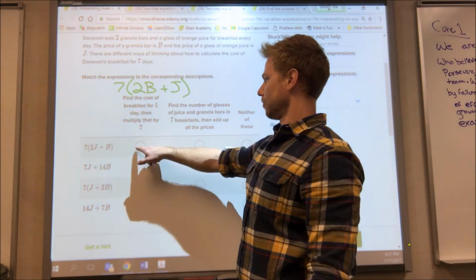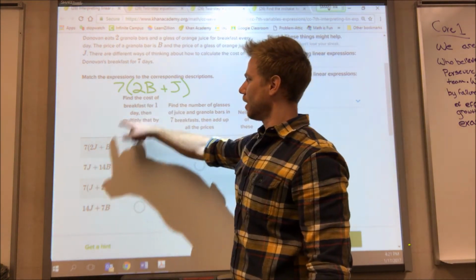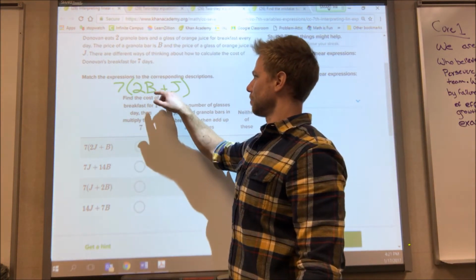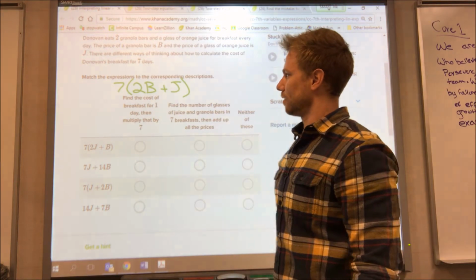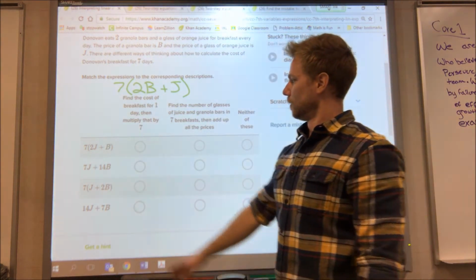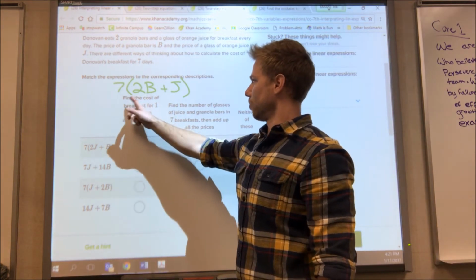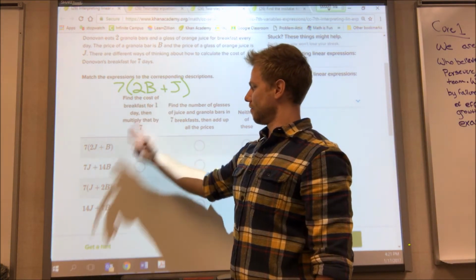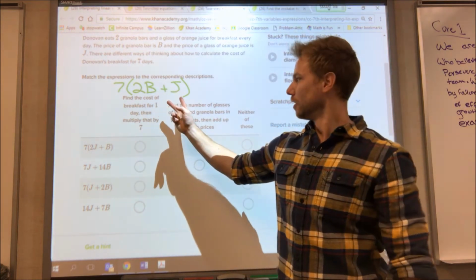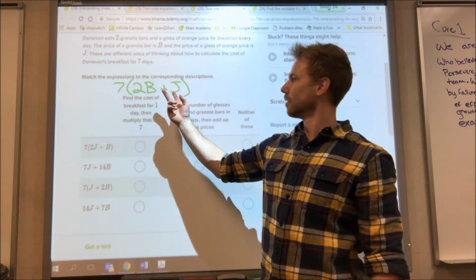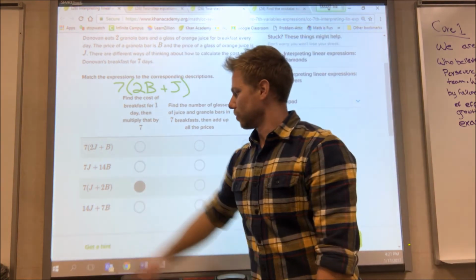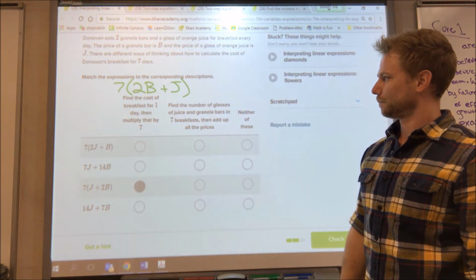So the first one does not work because it's 2J and we need 2B. Second one doesn't have parentheses. We have to have our parentheses because we have to do it in the order they gave it to us. First the total cost, then multiply by 7. The third one matches what we have. They have these in different order, but that's okay. Addition is commutative, which means you can do it in any order as long as the signs are the same. So that one would work. And this one doesn't have parentheses either.